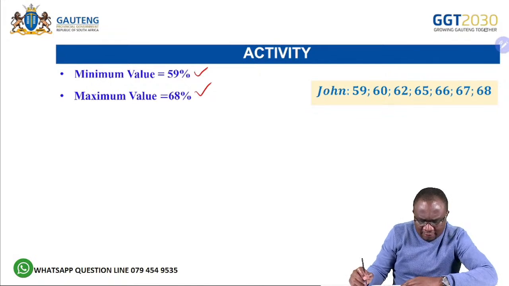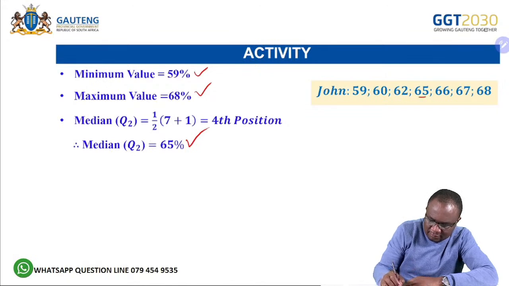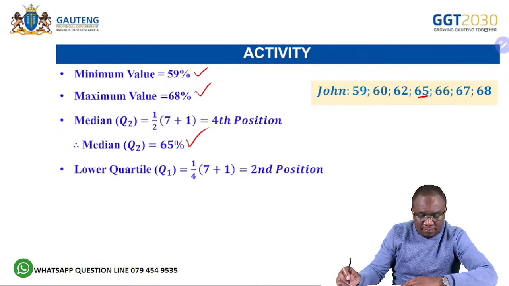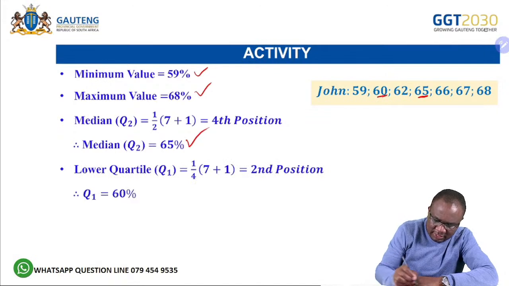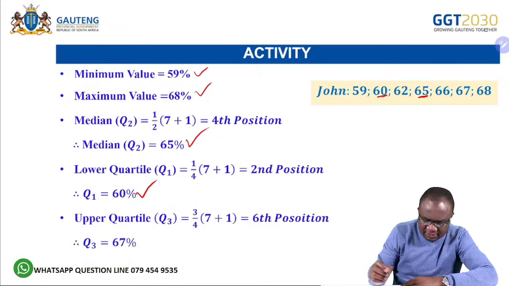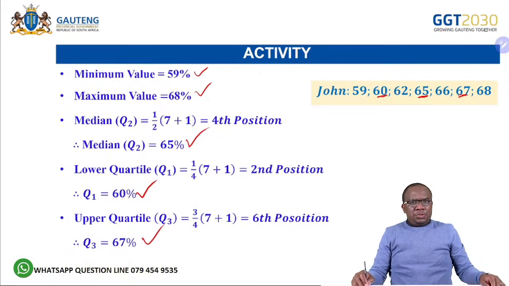And then what we have, the median, which is the fourth item there, is 65%. That's our median. Did you get the correct one for the lower quartile? Did you get 60%? This is our lower quartile, 60%. Okay. And then we have the upper quartile, which is 67%. Okay, this is the 5-number summary for John.